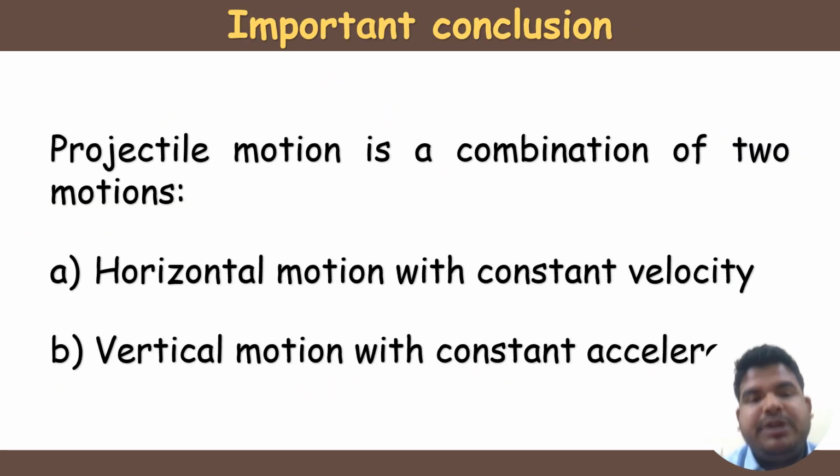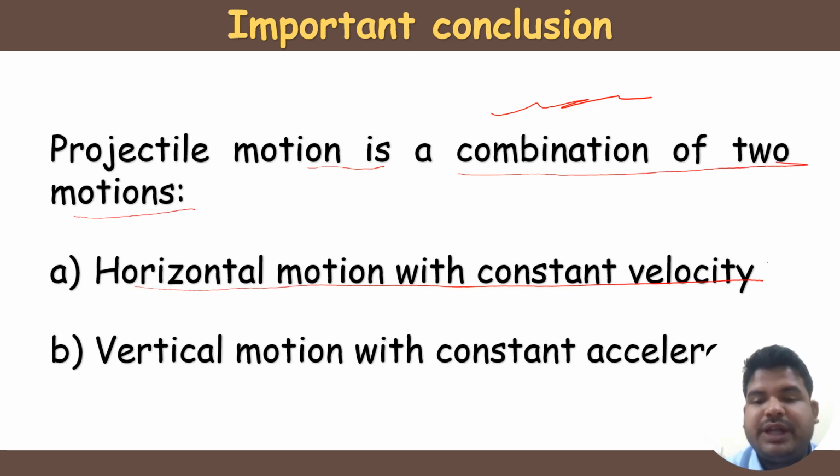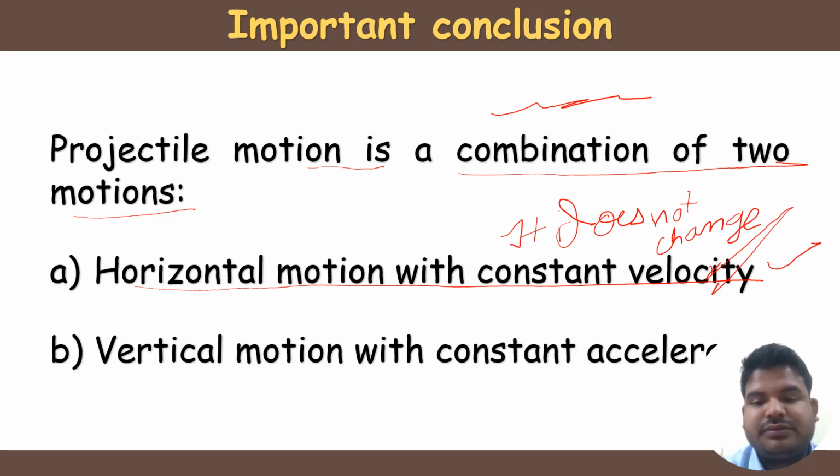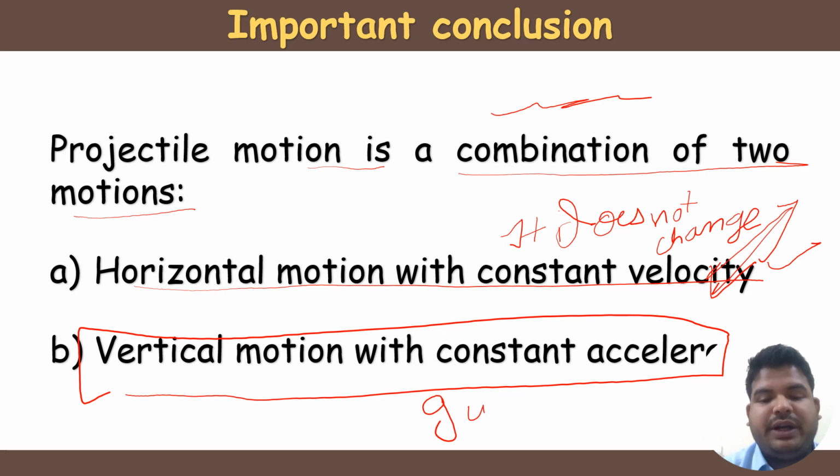Important conclusion. We are coming to the conclusion that projectile motion is a combination of two motions. Horizontal motion with a constant velocity, it does not change, as I have earlier mentioned. And vertical motion with a constant acceleration, g is working on it.